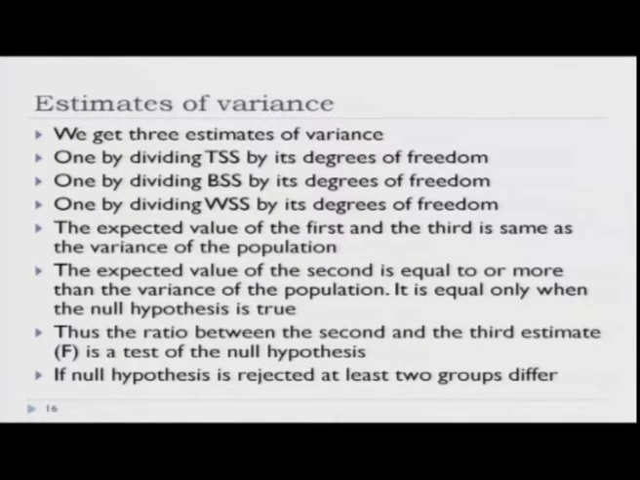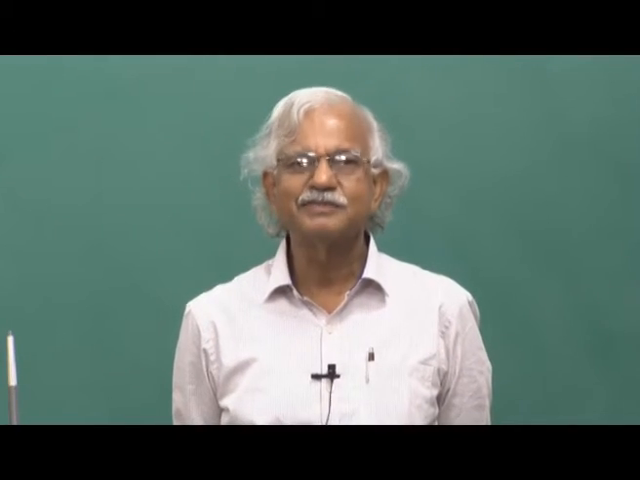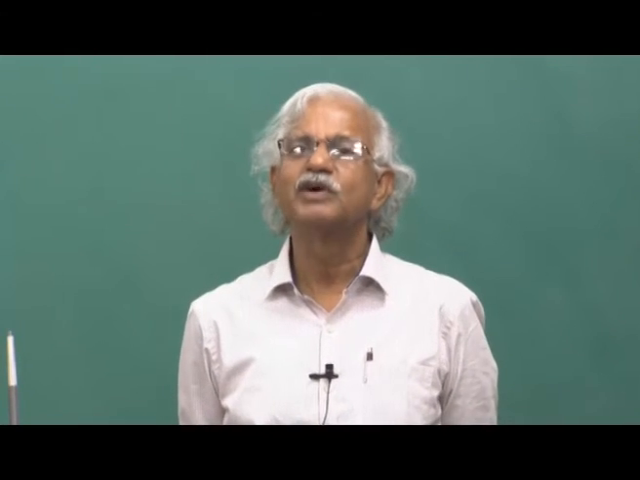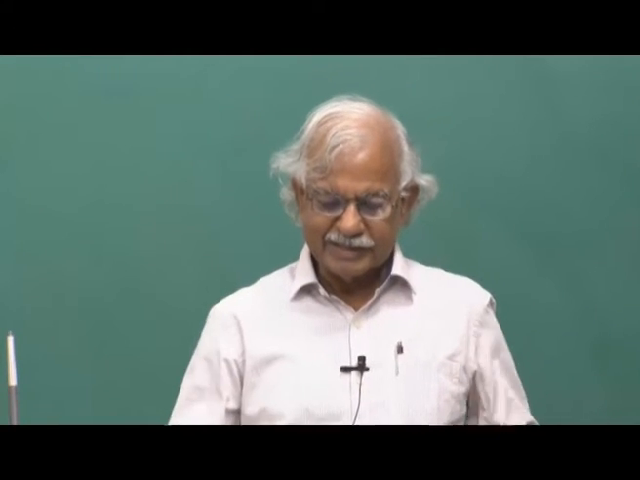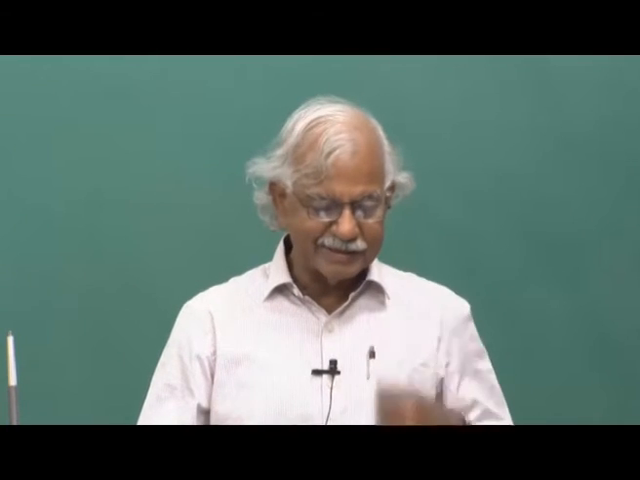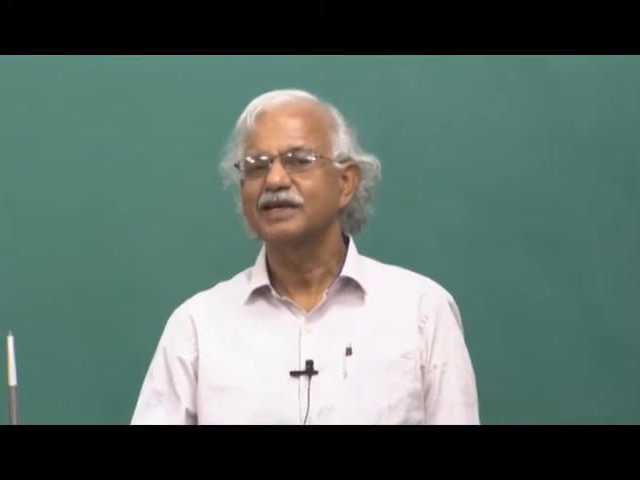The expected value of the second, between sum of square, is equal to or more than the variance of the population. It is equal when the null hypothesis that alpha 1 is alpha 2 is alpha 3 is true. When that is not true, when at least 2 groups differ, the variance estimate based on between sum of square will overestimate the variance of the population. Thus, the ratio between the second and the third estimate is a test of the null hypothesis.